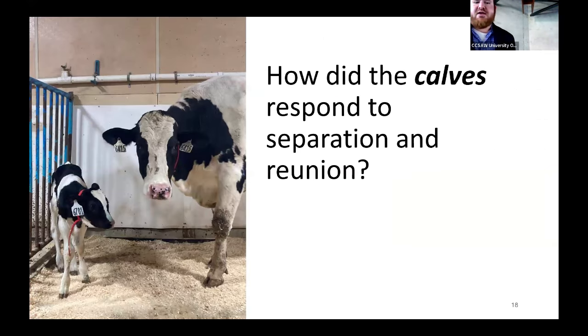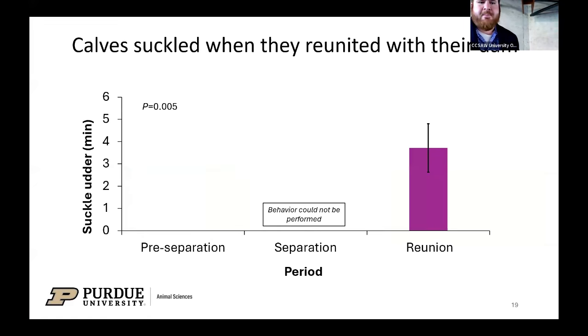So let's start with the calves. How did they respond to separation and reunion? First thing we were able to note was that calves suckled when they reunited with their dam. So just to orient ourselves to this graph, on the x-axis, we have the 3 periods being pre-separation, separation, and reunion. And on the y-axis, we have suckle udder in minutes.